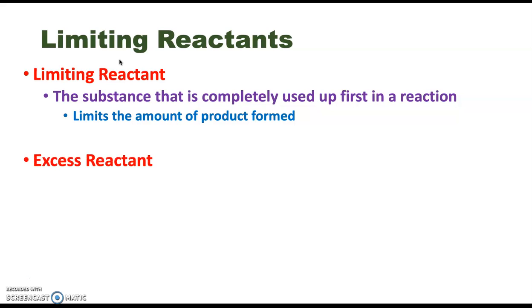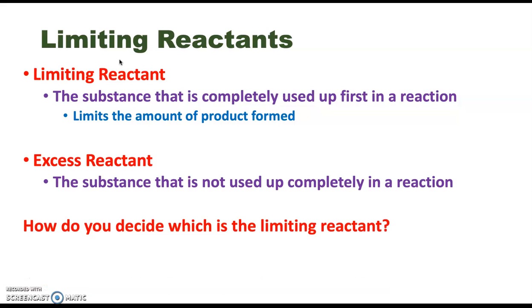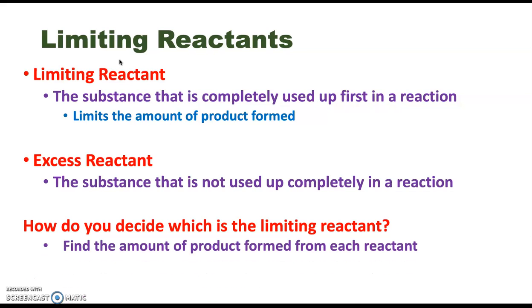Now that leaves the other one left over, and we call that the excess reactant. That's the substance that is not completely used up in a reaction. There's a little bit left over. Now how do you decide which is which? Well, you got to do a little bit of stoichiometry to figure it out.